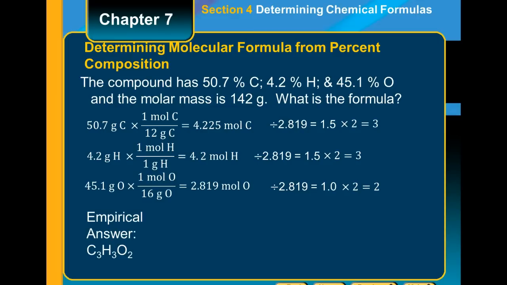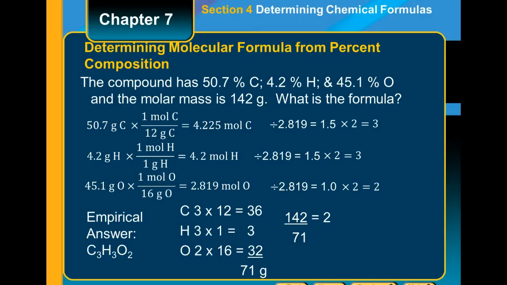C3H3O2. So we have to find the mass of that empirical formula so that we can use it to find the molecular formula. We're going to add up the mass, and that is 71 grams. And we will take the 142 that they gave us in the problem, and divide it by our 71, and that tells me that the multiplier is 2. So my molecular formula is C6H6O4. Okay, go back and look at that again if you've missed a step, or if you just need to figure out the actual order.